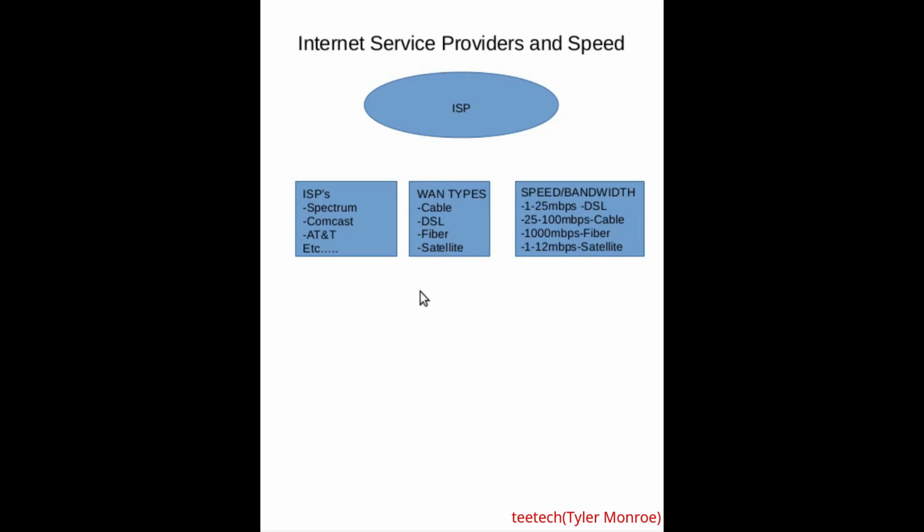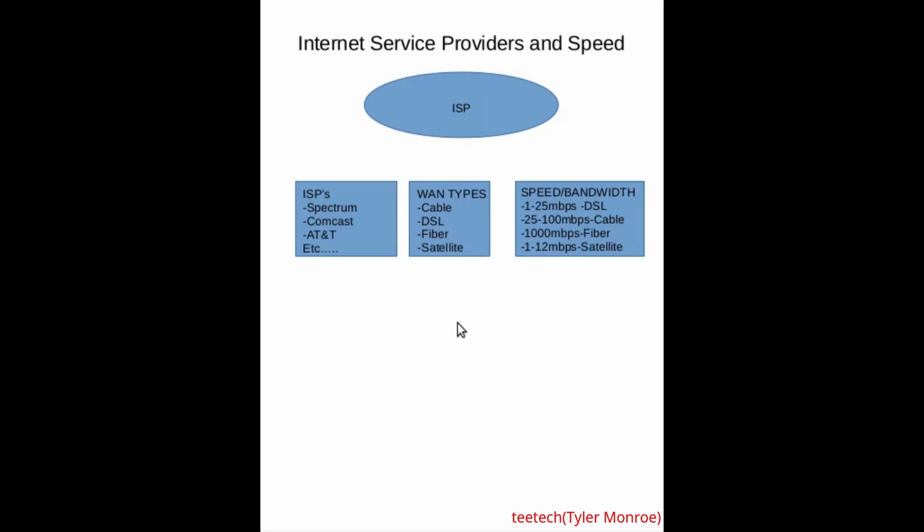Now, the way our internet service provider will connect us to the internet does vary, and that's what we would call our WAN types. Now, WAN stands for Wide Area Network. That'll be an important term later on. And those types can be cable, DSL, fiber, or satellite.